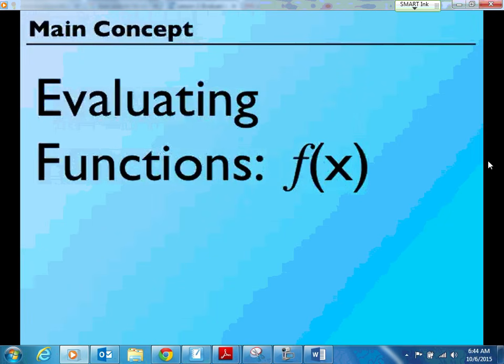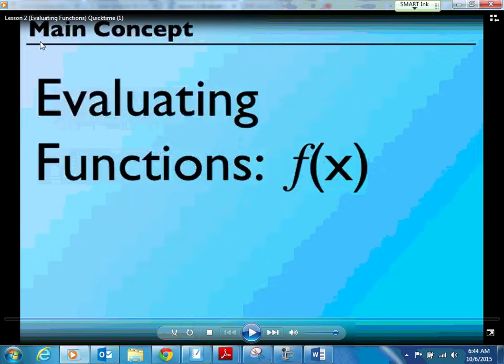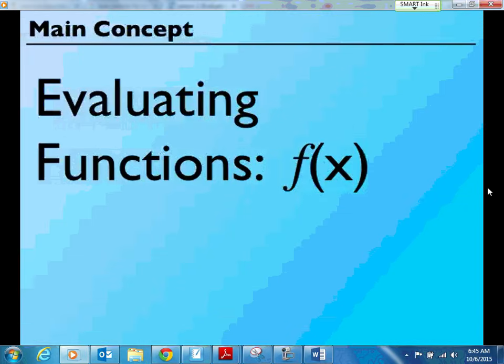So at the top on the first page, main concept. That should line up right with what we have right here. Main concept: evaluating functions, f of x. That's what we want to write there in our main concept so we know what we're talking about here today.